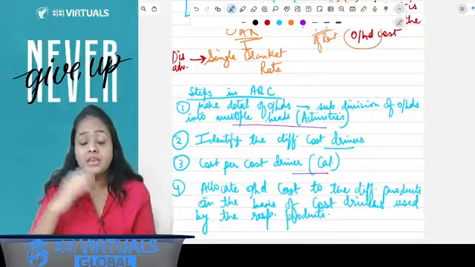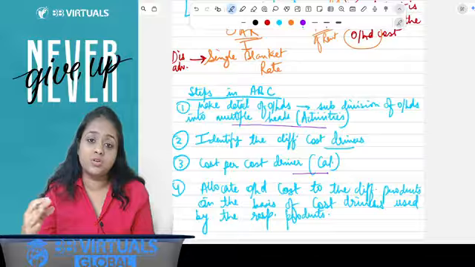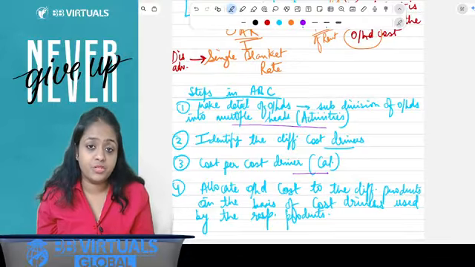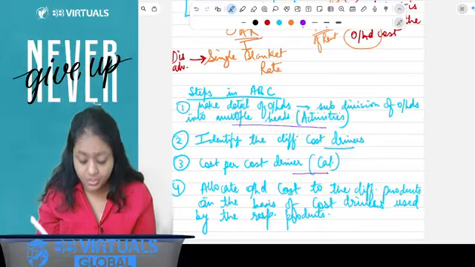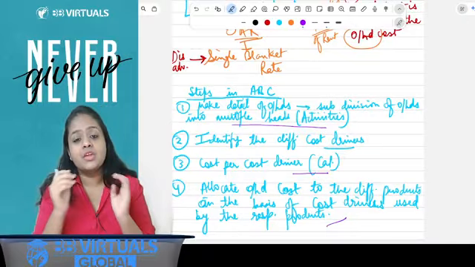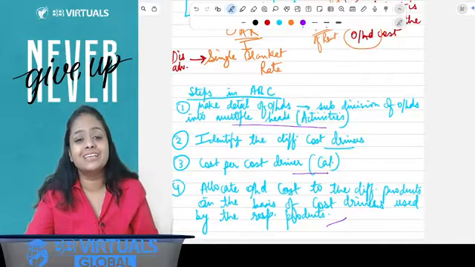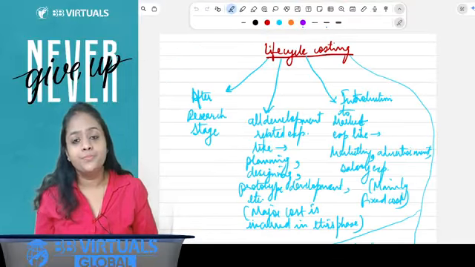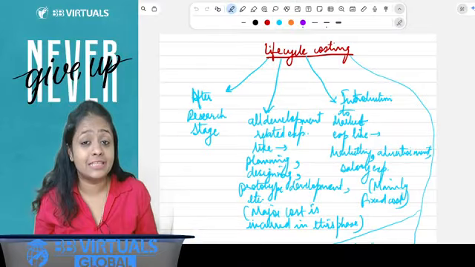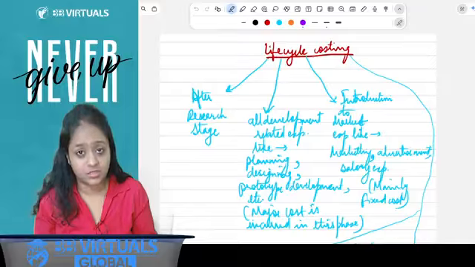Calculate it and apportion the overhead cost to the product cost, add it with the total cost, divide by the number of units to get the total cost per unit of each of the products. I'm sure with this crisp summary, your ABC costing and absorption costing are absolutely crystal clear. Now let's progress ahead and take the next topic, which is life cycle costing and target costing.